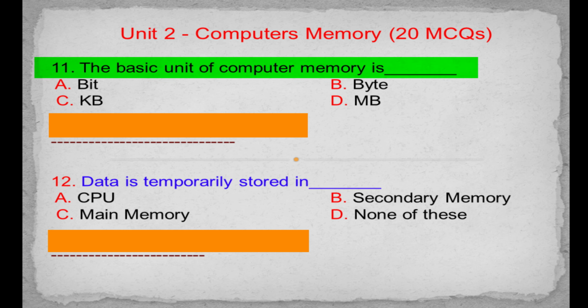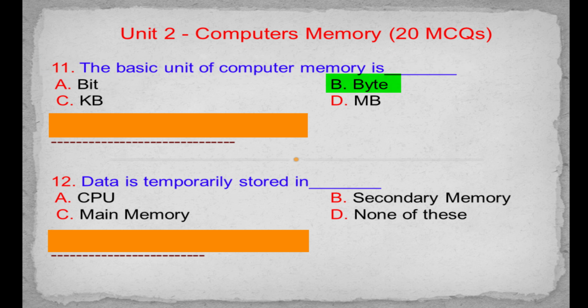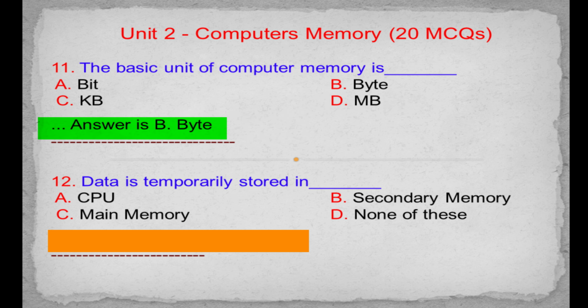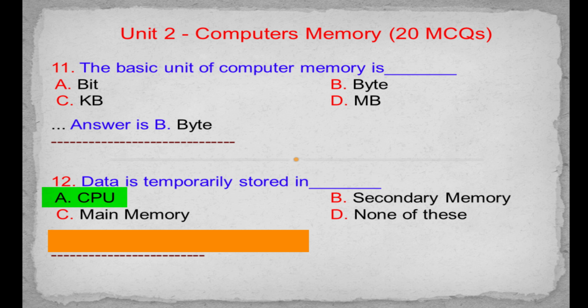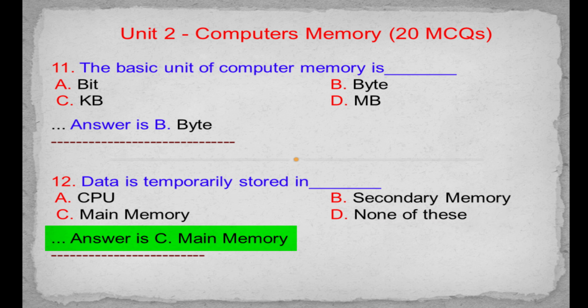MCQs number 11. The basic unit of computer memory is option A. Bit. Option B. Byte. Option C. Kilobytes. Option D. Megabytes. Correct answer is option B. Byte. MCQs number 12. Data is temporarily stored in option A, CPU, option B, secondary memory, option C, main memory, option D. None of these. Correct answer is option C, main memory.